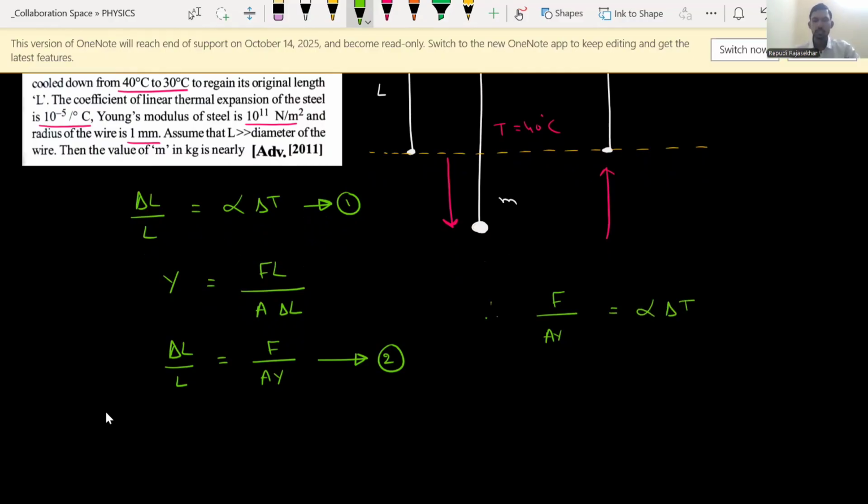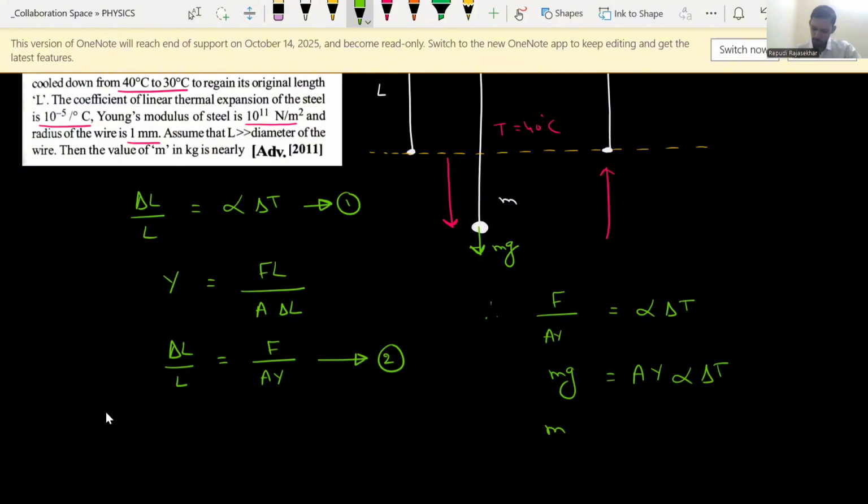Now what is F here? Nothing but the force. Who is applying the force? The particle which has mass M. It is applying force on the wire. How much force is it applying? Nothing but its weight, that is, the weight of the particle is mg. If you take the particle, its weight mg is acting in the downward direction. So the F value is mg, which can be written as A into Y into alpha delta T.